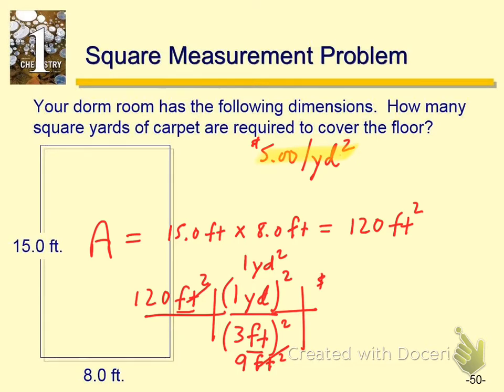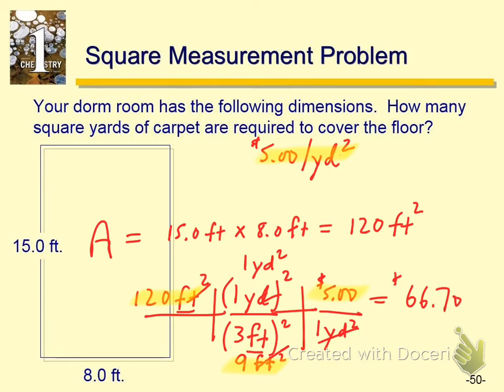Okay? So it's $5 per every square yard. And that's going to cancel out, and that'll give us some dollars. So we've got 120 divided by 9 times 5. Times 5. What does that come out to be? What is it? Okay, $66 and 70 cents or whatever. Was that right? Okay, so that's what it's going to cost us.